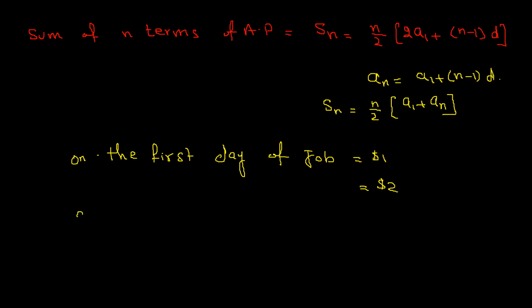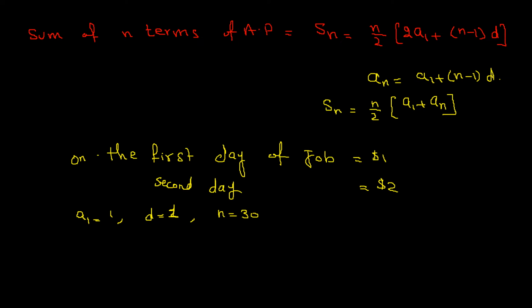In this case, a1 is what? a1 is 1 and d is 1, because it is increased by 1. And n is 30, because we are interested in finding the total salary: on the first day of the job we get $1, on the second day $2, on the third day $3, and on the 30th day we get $30. So what would be the total salary?